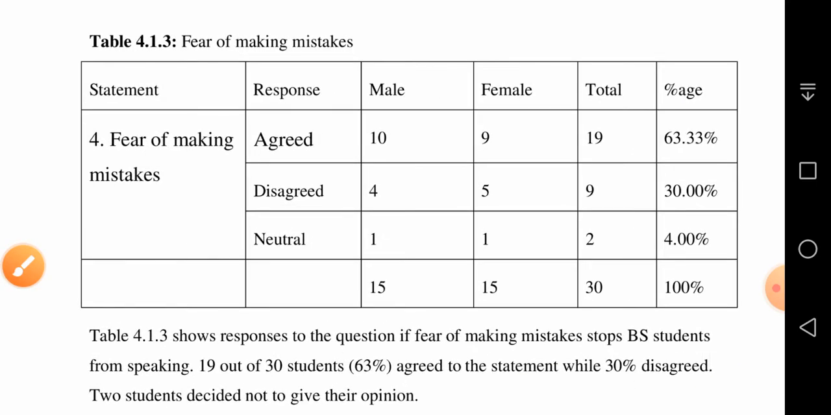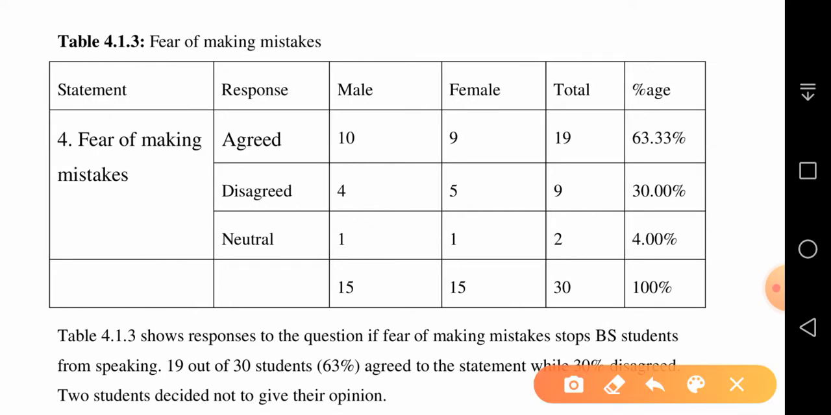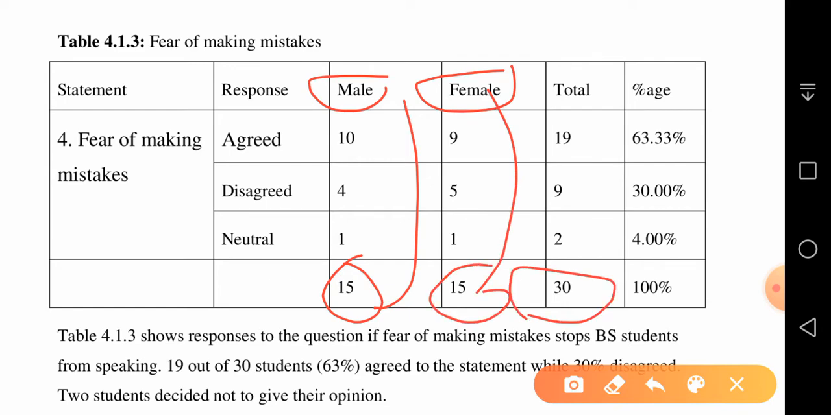There are 5 students in this research group, so you should mention the actual data you collected from the BS students. Okay, so 10 male students agreed, 4 disagreed, and 1 did not record his or her opinion. From the female population, there were 15 females filling up the questionnaire; 9 agreed, 5 disagreed and 1 was neutral. So total male students were 15, total female students were 15. So there were 30 respondents.